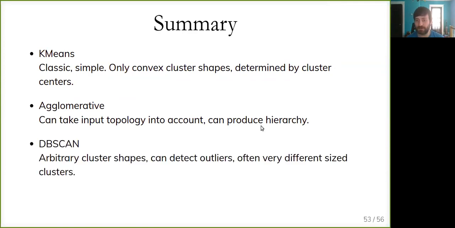DBScan is nice because it can... there's a question, and the answer is no, the slide is correct. And so DBScan can have arbitrary cluster shapes, can detect outliers, but often you have very differently sized clusters, which is maybe not what you naturally want.